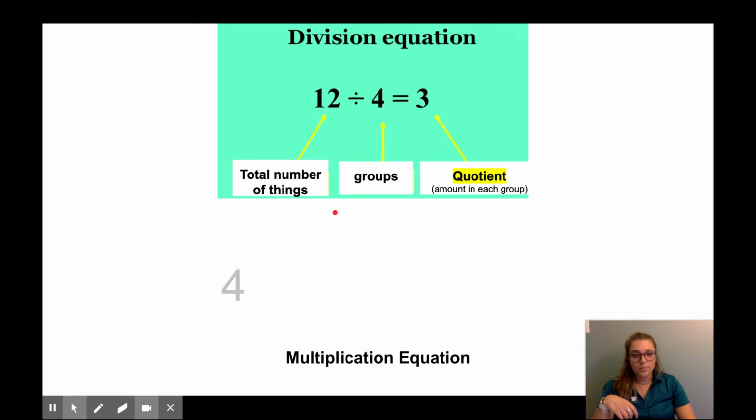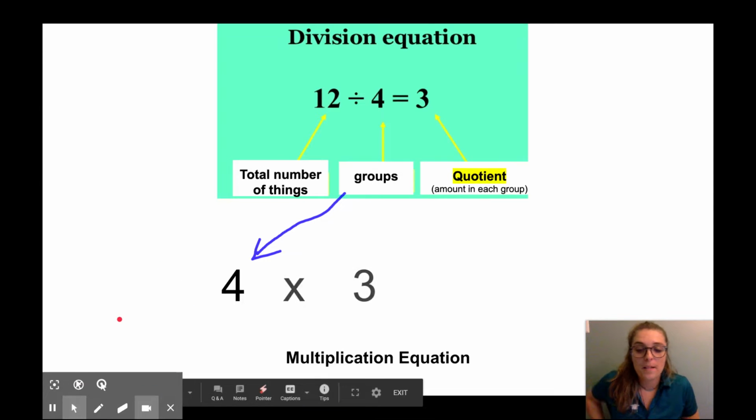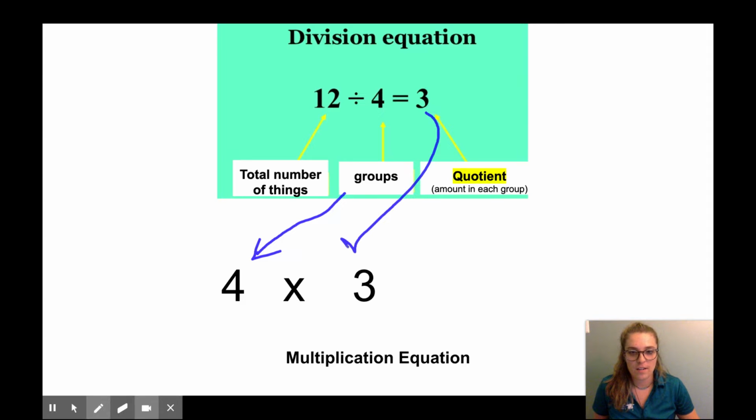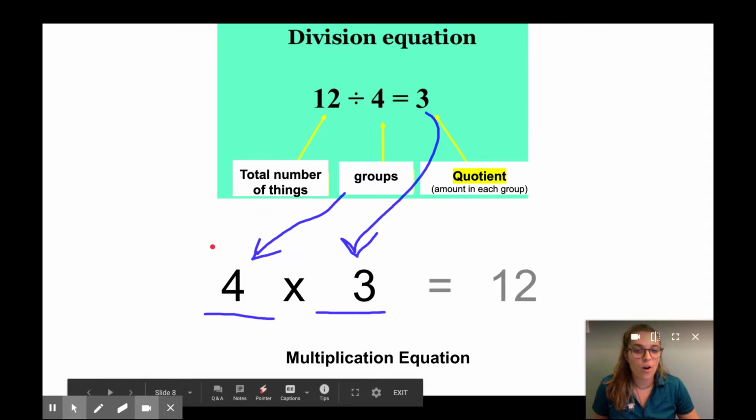So in my multiplication equation, this factor here, the number of groups I'm splitting it into, simply becomes that first factor. So here, our 4 groups still is in our equation, but it just starts it out. 4, and we know that our next part, times 3. So when we move it to a multiplication equation, our quotient is our other factor, right? So we multiply our number of groups by our quotient, by the amount in each group, and then we get our answer.